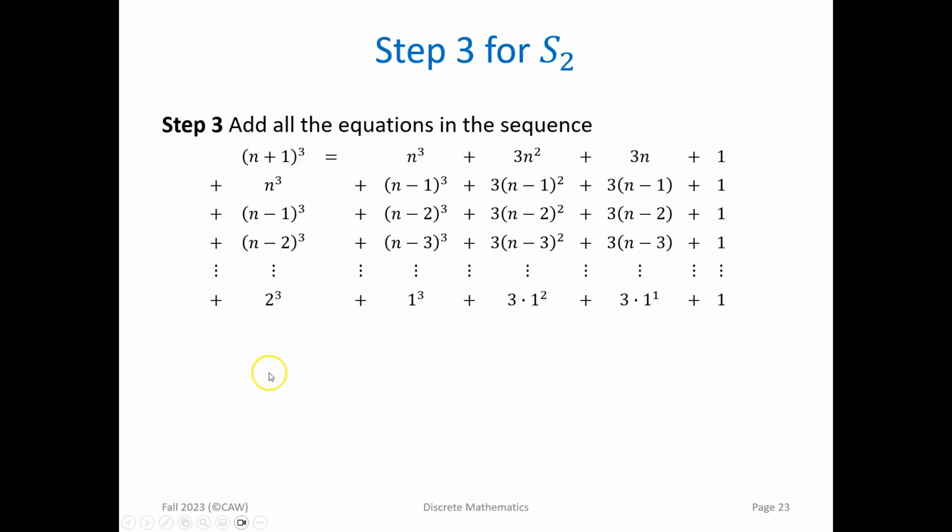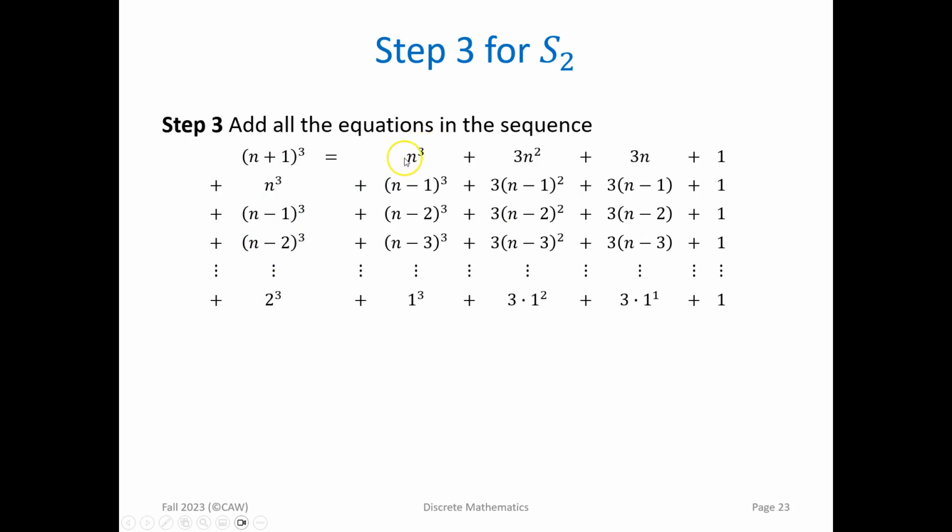Step 3 asks us to add all the equations in the sequence. So again, this is now one equation. We've added all the equations, so they're in nice columns here, so we can show the additions in the columns vertically. So on the left side of the equation, we have n plus 1 cubed plus n cubed plus n minus 1 cubed plus n minus 2 cubed, all the way down to 2 cubed. On the right side, I don't want to read through all this.